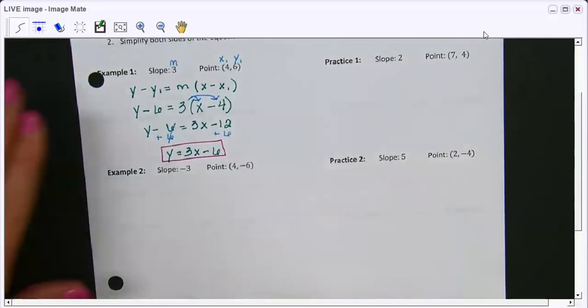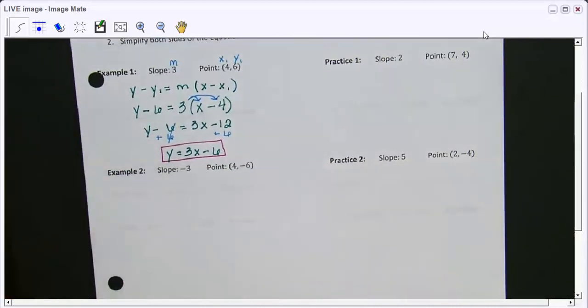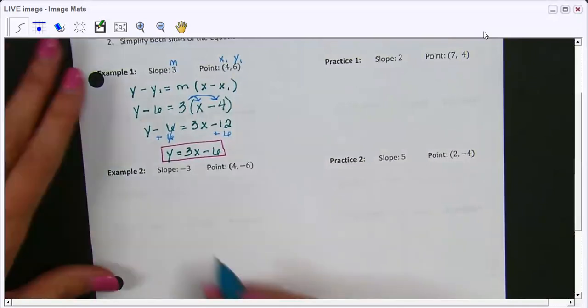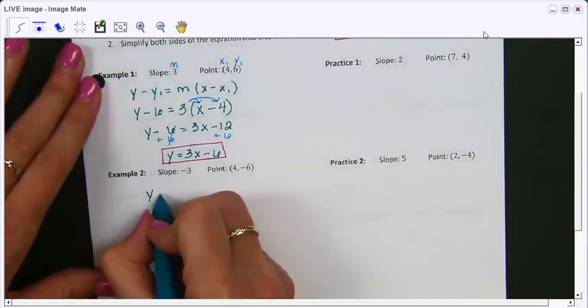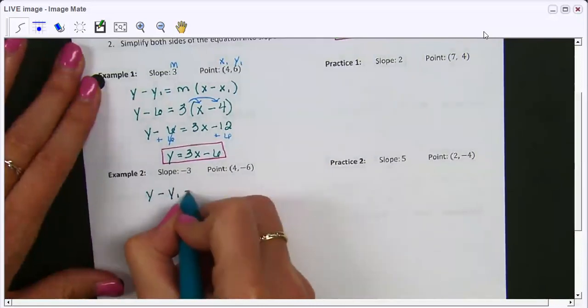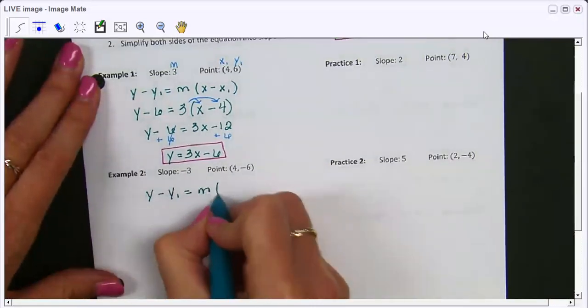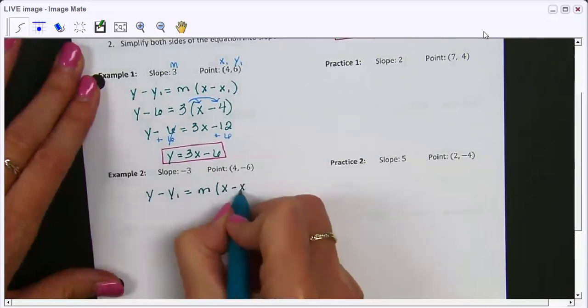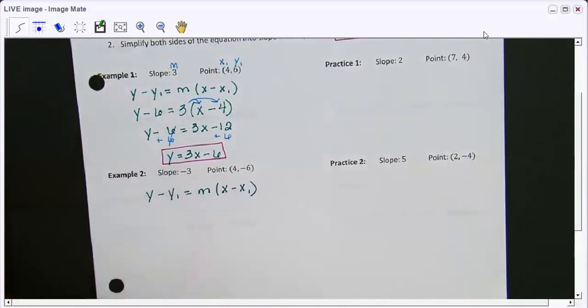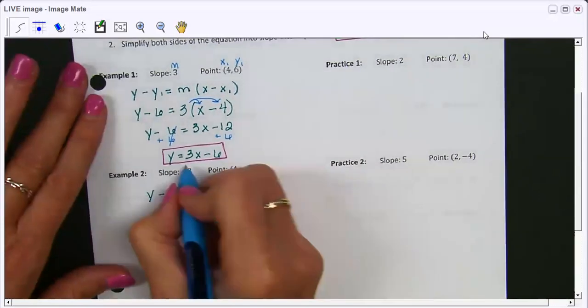I want you to write out the equation again. And the reason I want you to write it out is because by the time this lesson is done, you should have it memorized, okay? So y minus y1 equals m times x minus x1, point slope form. Okay, we're going to plug in what we know.